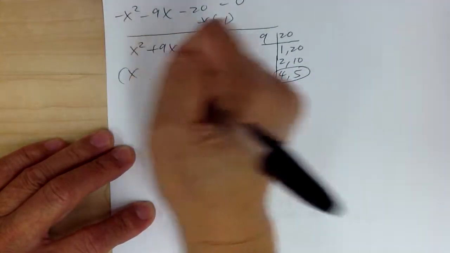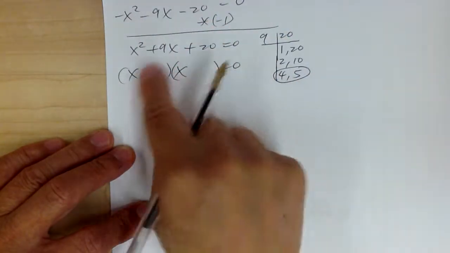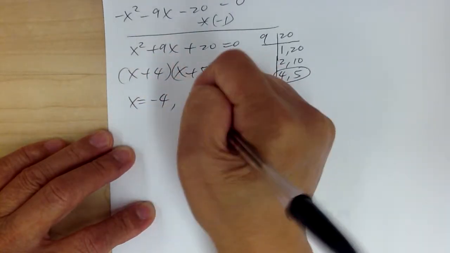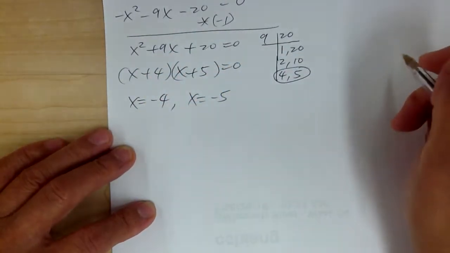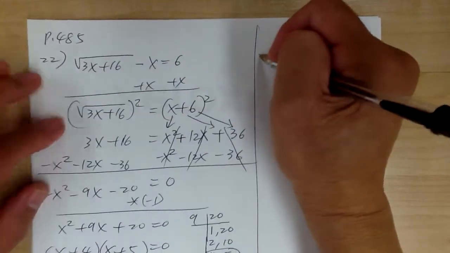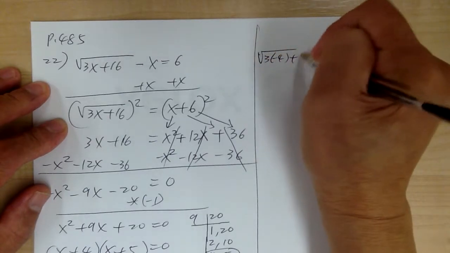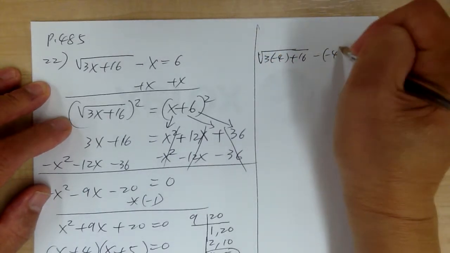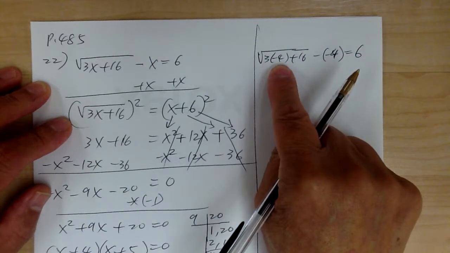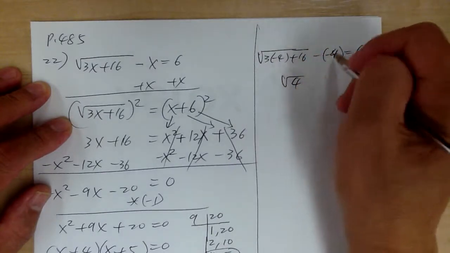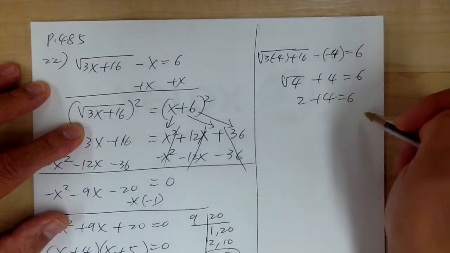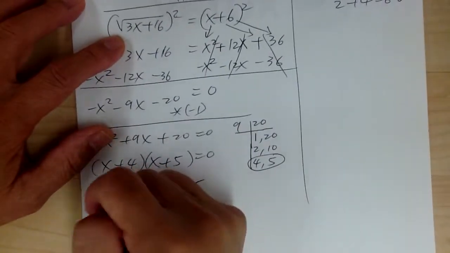Okay, so x and x, there's no number, so whatever you see is whatever you put down. So from here you're going to get x equal to negative 4, x equal to negative 5. Okay, now check answers. So I'm going to check the negative 4 first. 3 times negative 4 is negative 12 plus 16 is 4. And minus minus becomes plus. So I get 2 plus 4 equal to 6. So this one checks already, so this one is good.